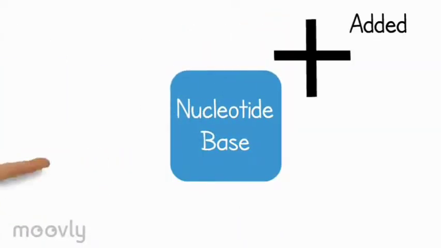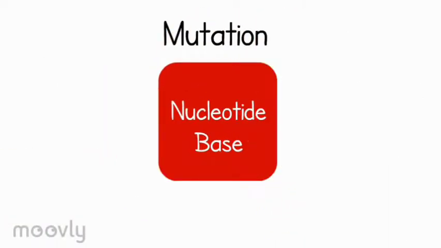When a nucleotide base is added, removed, or substituted, it is known as mutation. These mutations can change the DNA code, which may affect the traits that are expressed in your body. Now that we know the fundamental genetic makeup of our body, let's move to the next big question.